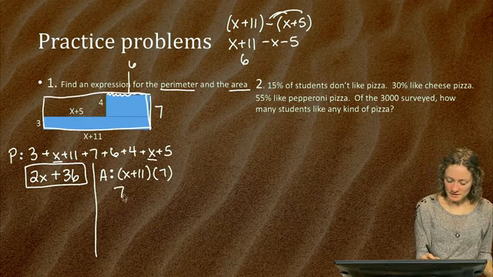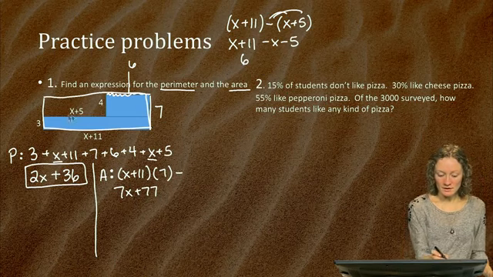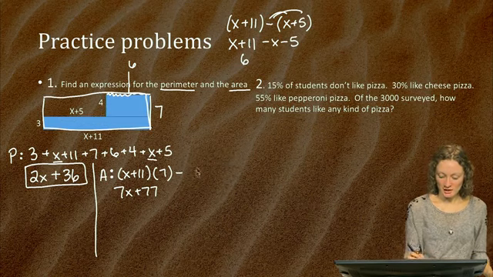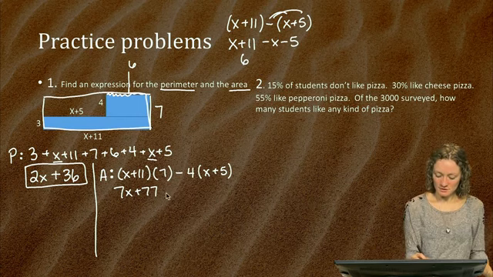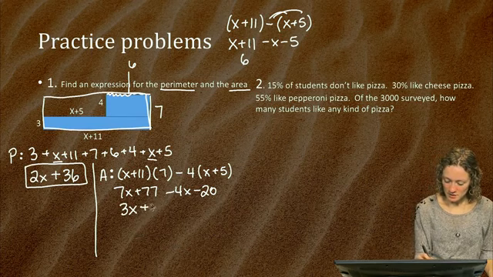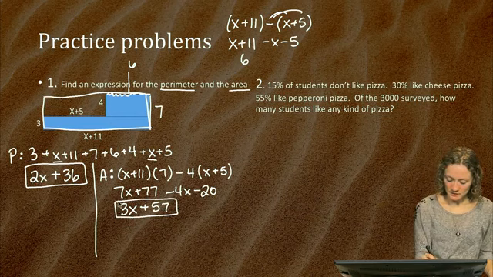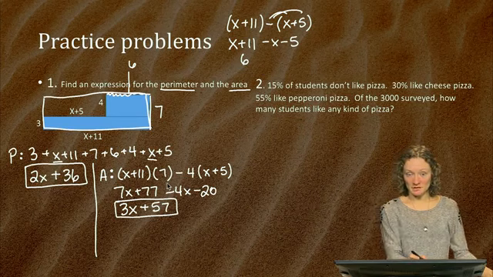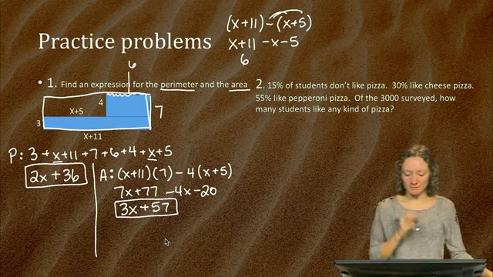We can distribute, we get 7x plus 77. And then we want to subtract out the piece right here that is not actually included, which is 4 times x plus 5. Distribute here and combine like terms. We get 3x plus 57. If you went the other route, your work would look a little bit different, but ultimately you should still get 3x plus 57. Okay, all right, the second problem.